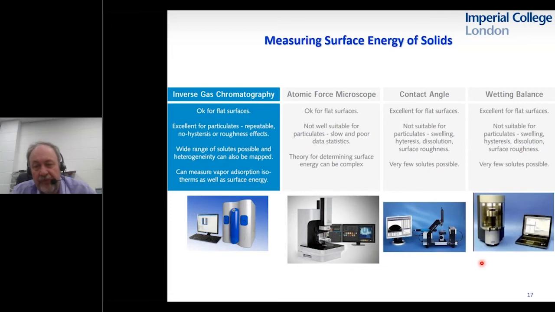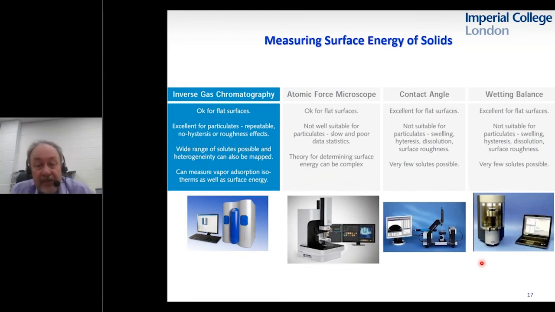It's not suitable for particles, although I know people will try to tell you otherwise. Experience of people who've done that is not a happy story. Surfaces that have got roughness or surfaces that dissolve, there's a whole range of surfaces that is not going to be suitable, and there aren't many liquids you can use for the experiments. But for a flat material and for some polymer films or some silicon wafers, that could be good.